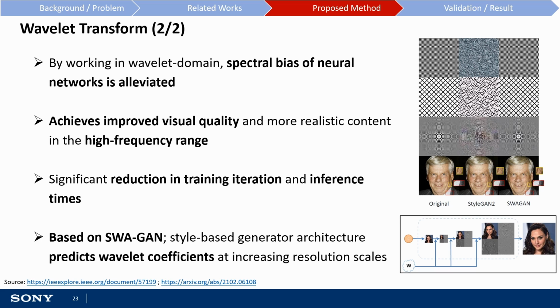Another benefit of this approach is a significant reduction in training, iteration, and inference times, since an entire image is represented by a set of coefficients with reduced dimensionality. StyleAvatar uses the design based on SWA-GAN, where the generator architecture predicts wavelet coefficients at increasing resolution scales, rather than predicting pixel values. And then an inverse wavelet transform operation turns the coefficients back to an RGB image.